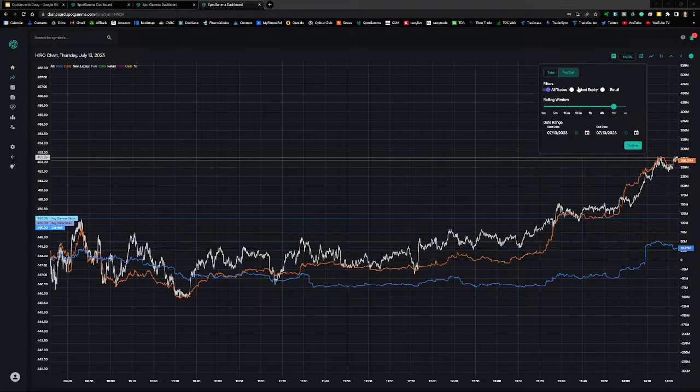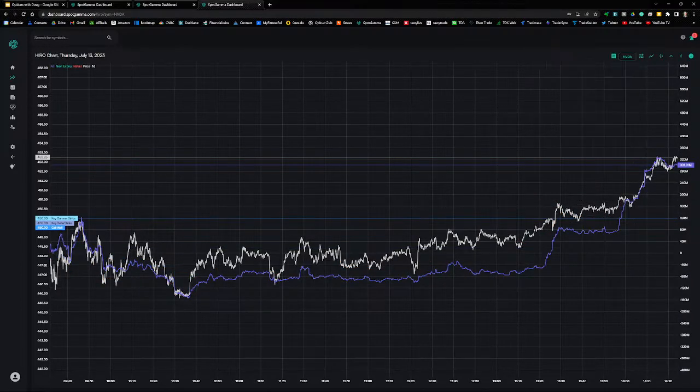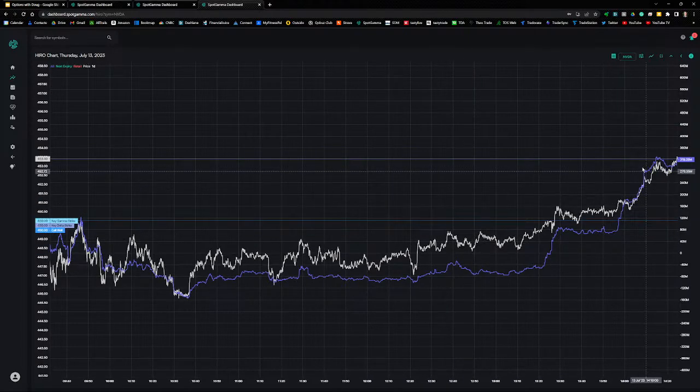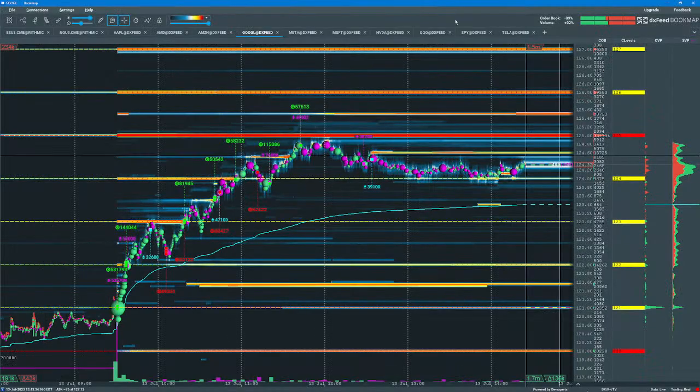All right, let's go take a look at Bookmap. Take a look at NVIDIA. There was a gradual increase from around 12 o'clock on, and then a sharp move higher just after 1 o'clock. Let's go take a look at Bookmap, take a look at NVIDIA.